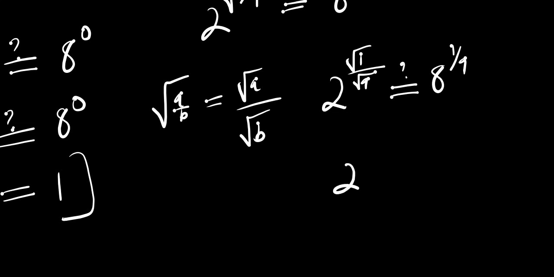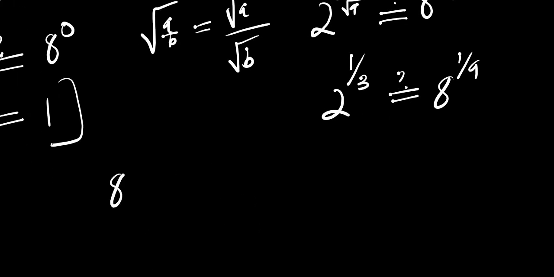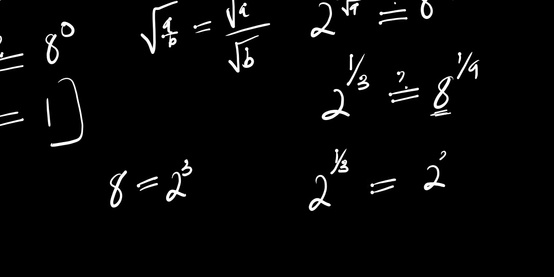Now, we have 2 power root of 1 is 1 divided by root of 9 is 3. And this equals 8 power 1 over 9. Is that so? I know you might be confused now, but don't worry, you are going to get it right. Don't forget that 8 equals 2 to the power of 3. Remember that? We are going to substitute this 2 power 3 for 8 here. So we now have 2 power 1 over 3. Is that equal to 2 power 3 power 1 over 9?